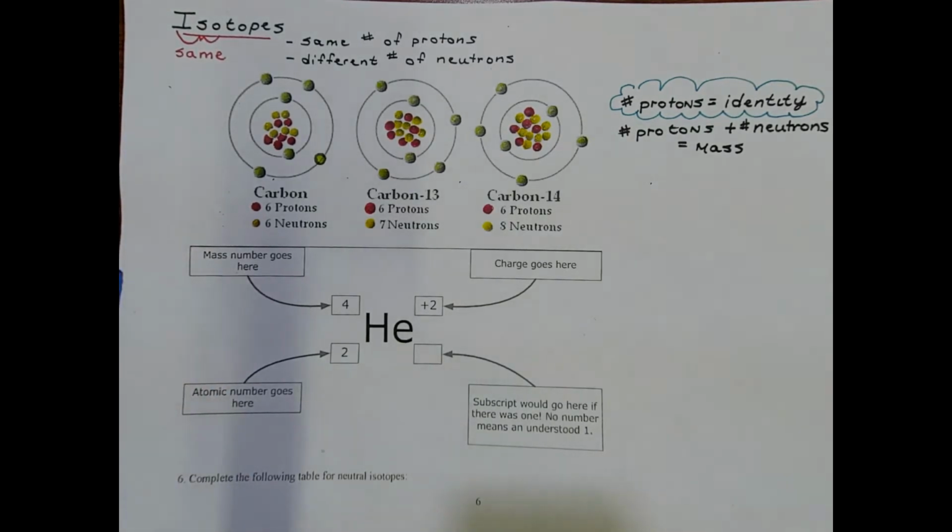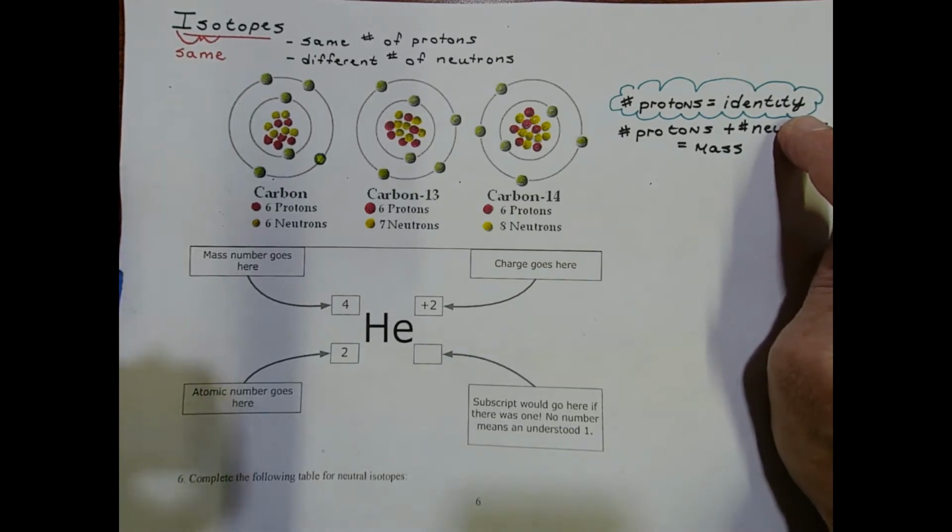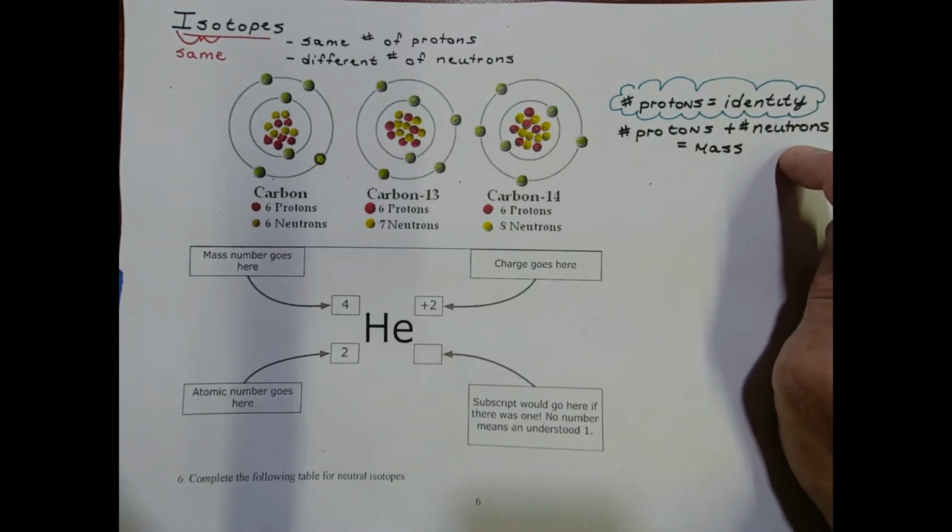Since they have the same number of protons, they're all going to be the exact same element, because the number of protons is equal to the atomic number, and that gives the atom its identity. So think protons equal identity. Protons plus neutrons are all the nucleons located in the nucleus. That tells us the mass of a particular atom.